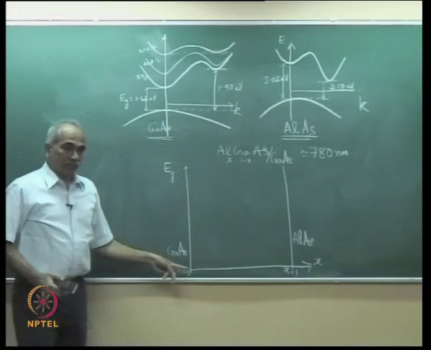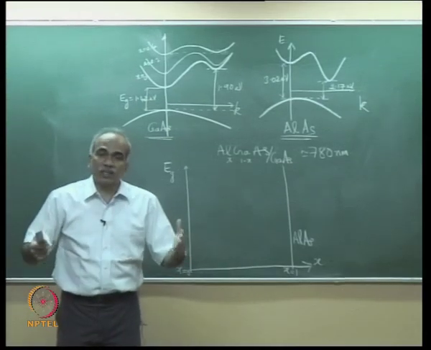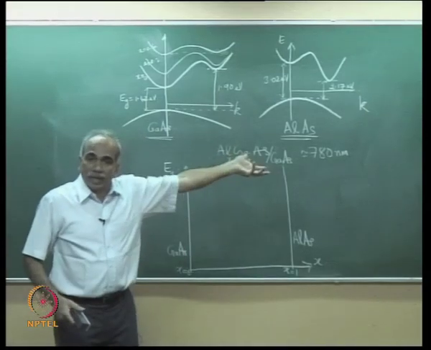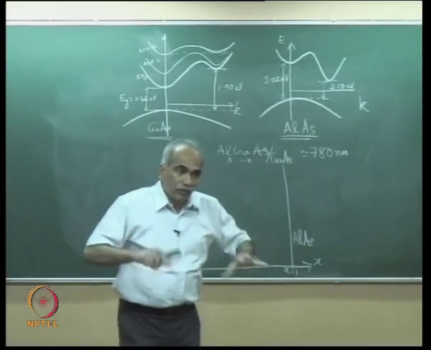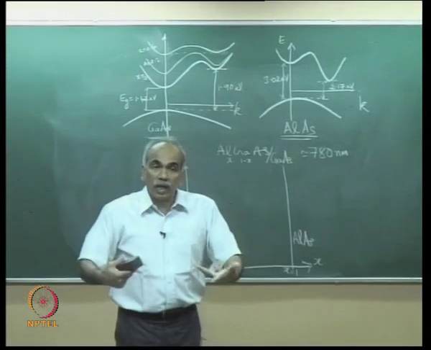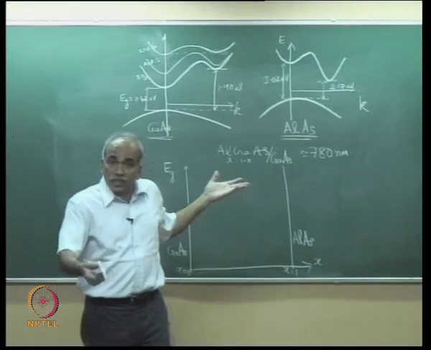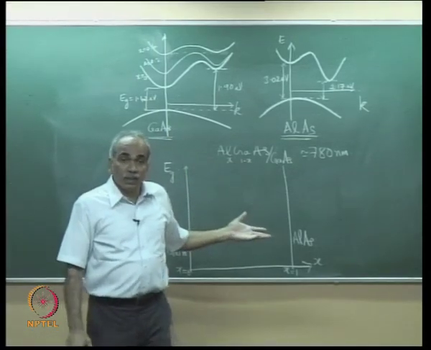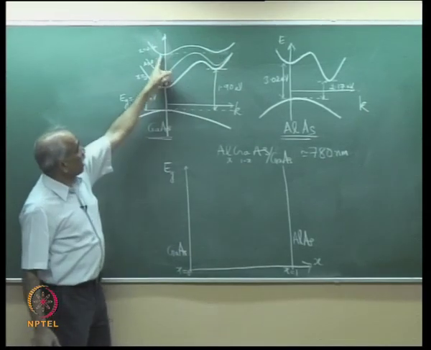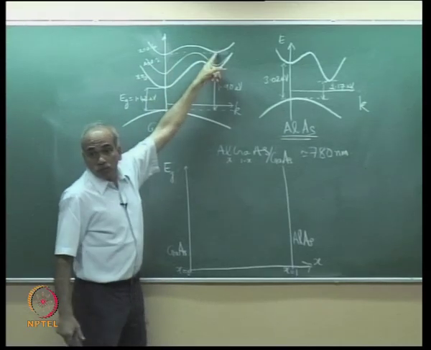When you change x, you are changing the environment in the crystal because you are replacing gallium atoms by aluminum atoms. The electrostatic field and the distribution there changes, and accordingly the allowed values of electrons change, which means the EK diagram changes with the composition of x. So as x increases, this is the situation. The direct gap has increased, the indirect gap has also increased, and they have become equal.